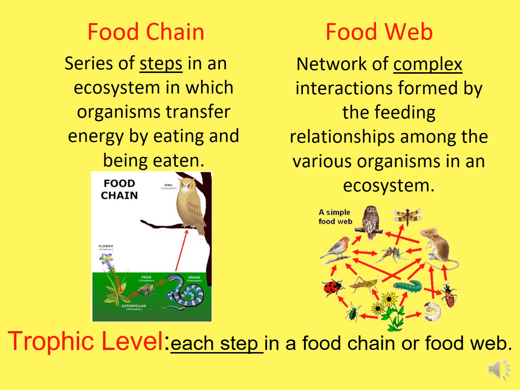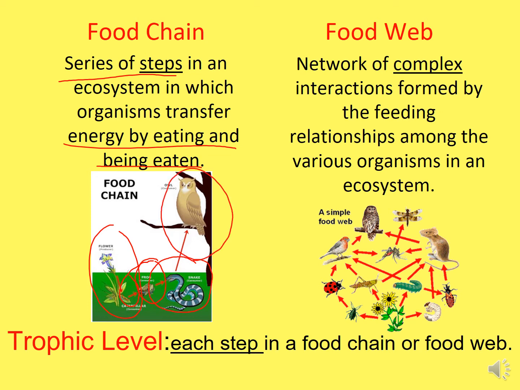We have to identify the difference between the food chain and the food web. Okay, a food chain is just a series of steps in the ecosystem where organisms transfer energy by eating and being eaten. So, real steps: the flower is eaten by the caterpillar, the caterpillar is eaten by the frog, the frog is eaten by the snake, and the snake is eaten by the owl.